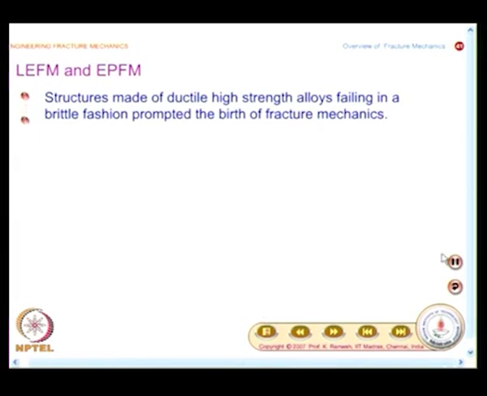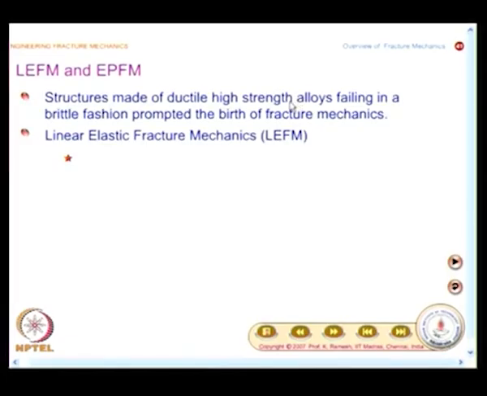And once you come to fracture mechanics, there are two broad categories that you can think of. One is linear elastic fracture mechanics, another one is elastoplastic fracture mechanics. The whole of fracture mechanics focuses on structures made of ductile high strength alloys. This is very important. You do not apply fracture mechanics to mild steel, only for high strength alloys fracture mechanics is applied. The fact that high strength alloys fail in a brittle fashion has prompted the birth of fracture mechanics.